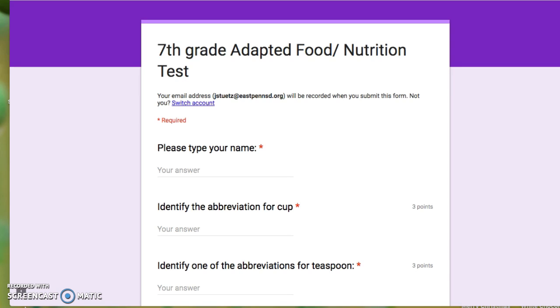Best breakfast. Best breakfast includes, mark only one oval, 2 servings of grain, 1 from milk or meat, 1 from fruit or vegetables, 2 servings from grain, no fruit, lots of vegetables.